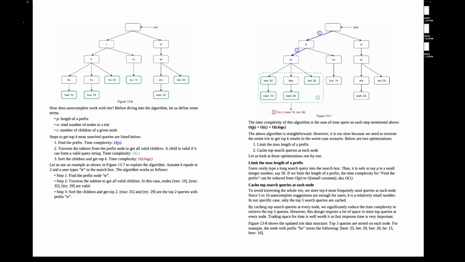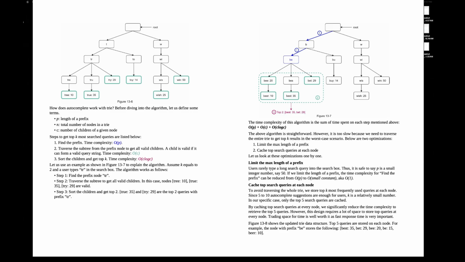Okay, so maybe these are the things. P is the length of the prefix, N is the total number of nodes in a trie, and C is the number of children in a given node. So the number of children would be here 4, if we consider the root. So it would be C log C for the traversal, and order of P. Is it order of P because while the user is typing, for each character a query is fired, so it is order of P.